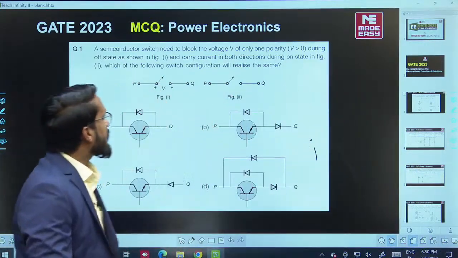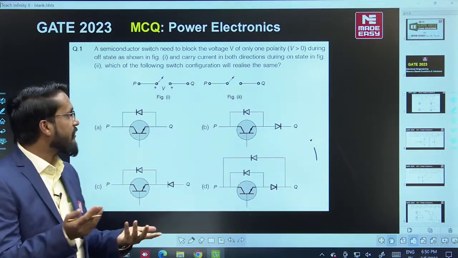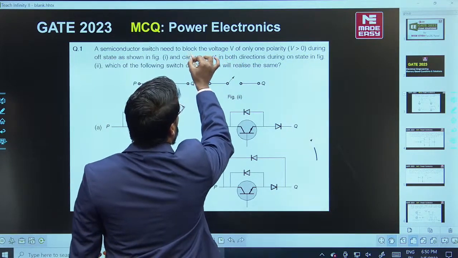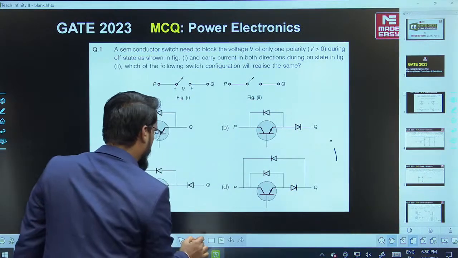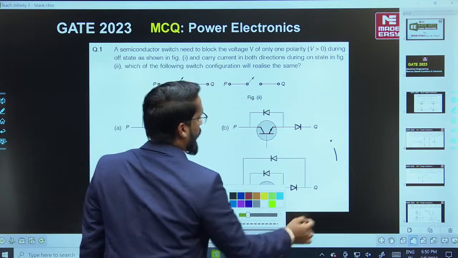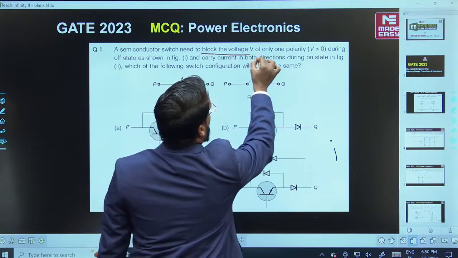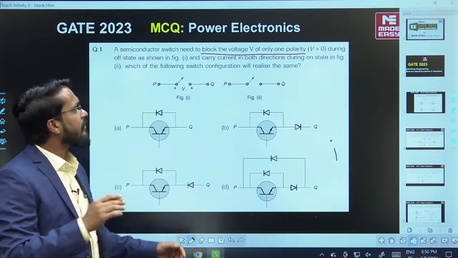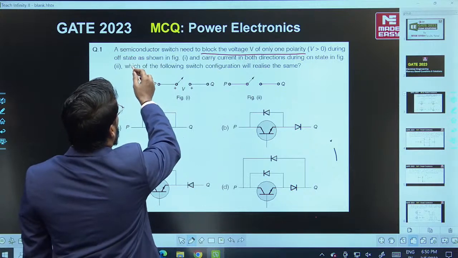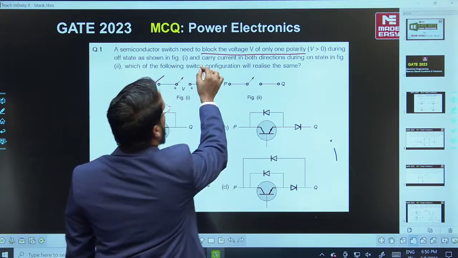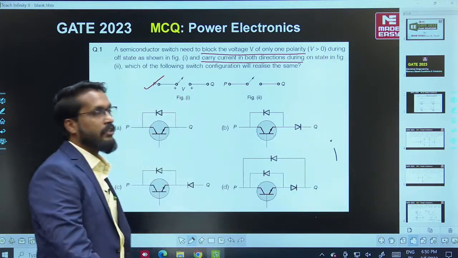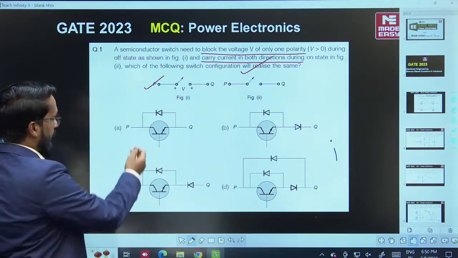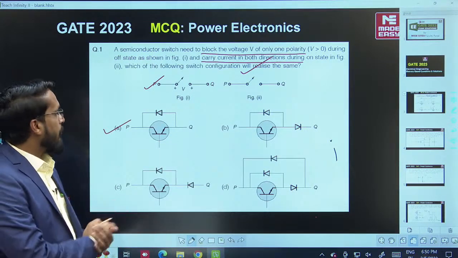Thank you, sir. See, the first question is with respect to switch characteristics, and this is a very simple question. The blocking voltage of only one polarity is very important, meaning we can consider forward blocking. Okay, now come to the next point. The off state is represented here, and it can carry current in both directions. This information is going to be very important, as you are observing from the option that yes, this switch can provide us bidirectional conduction.